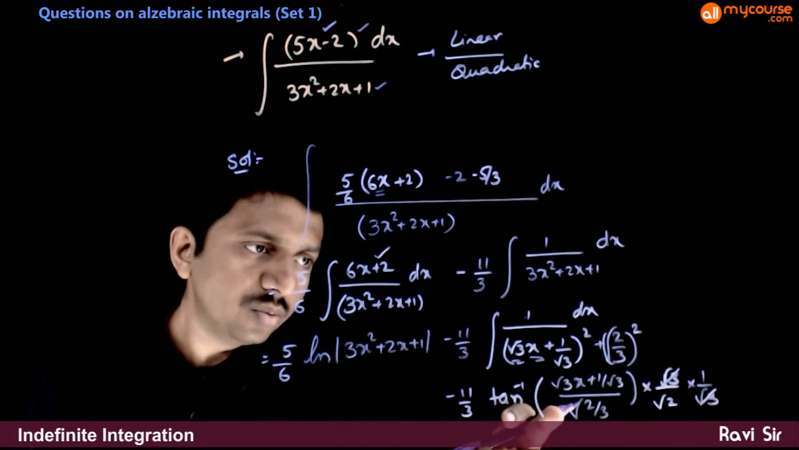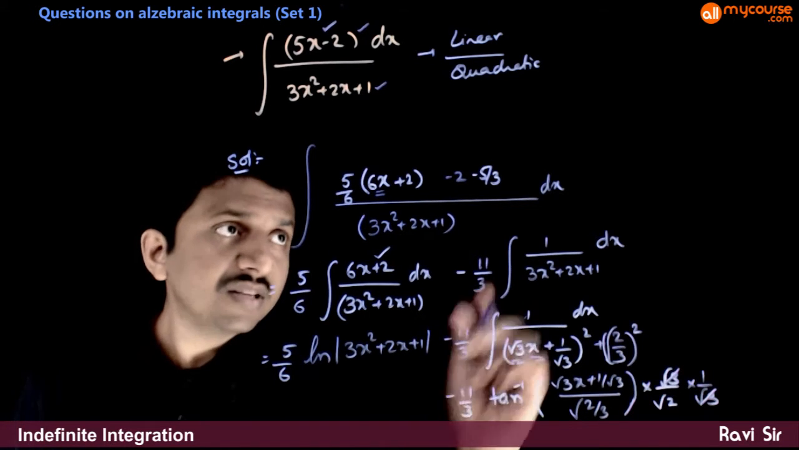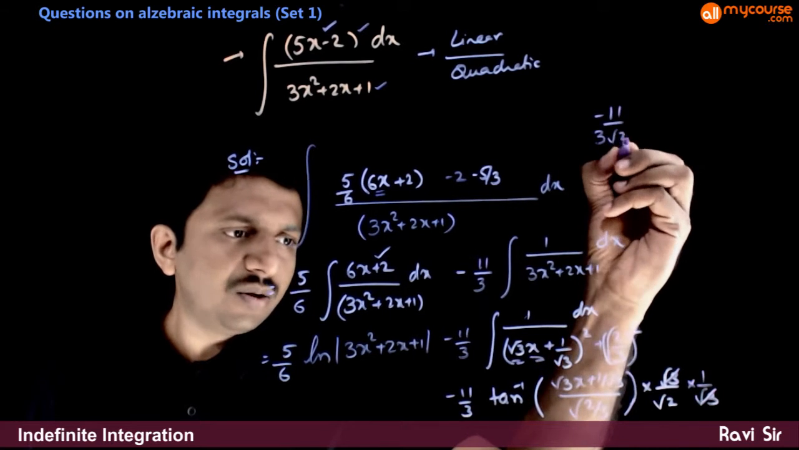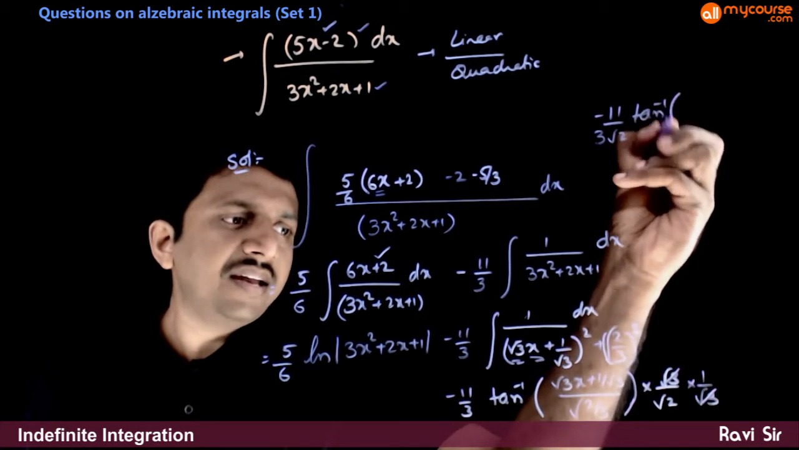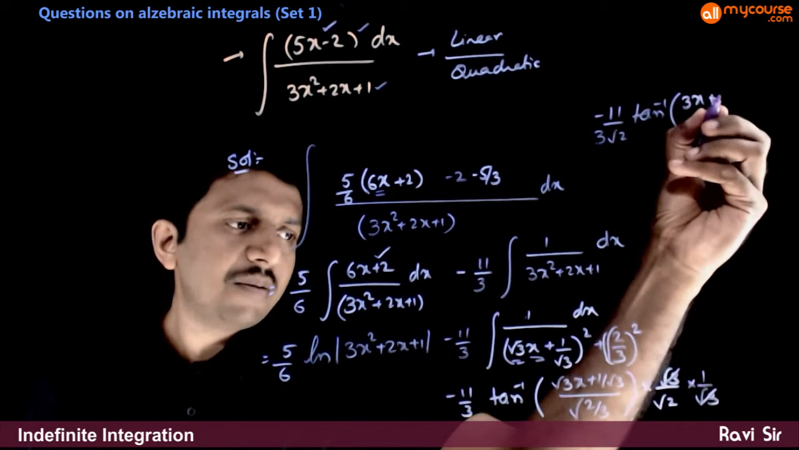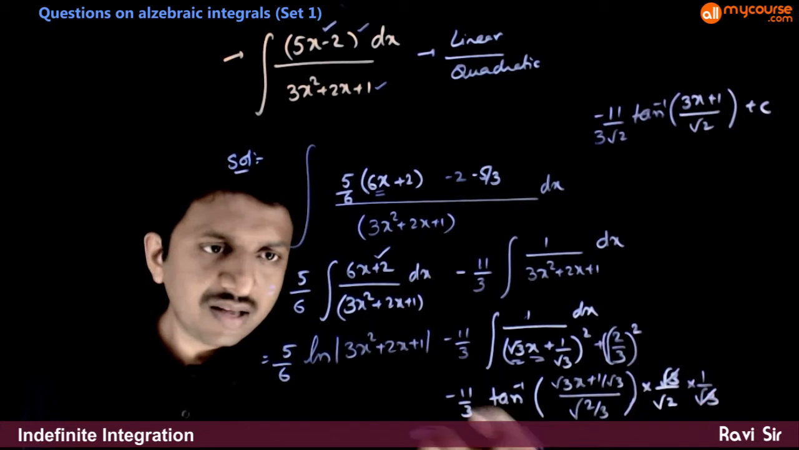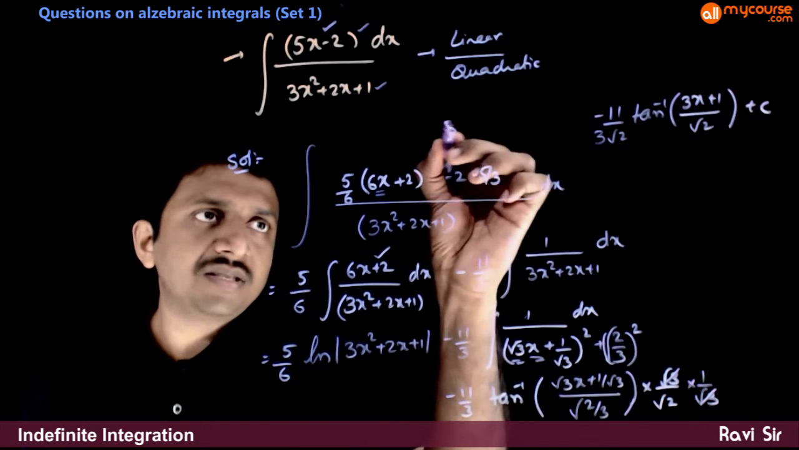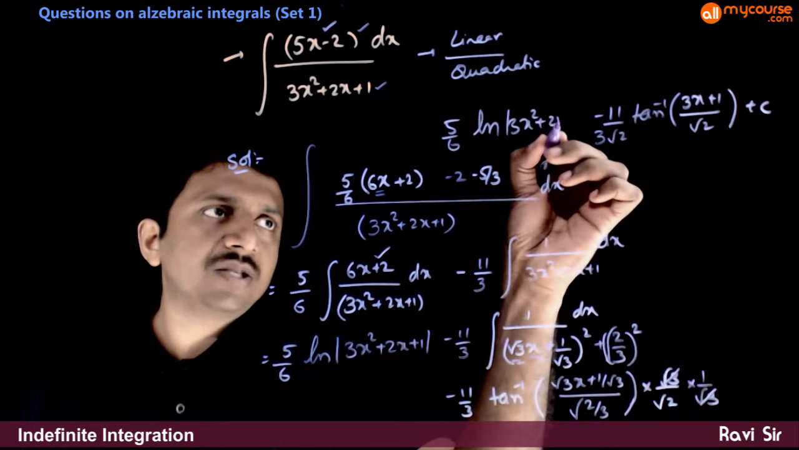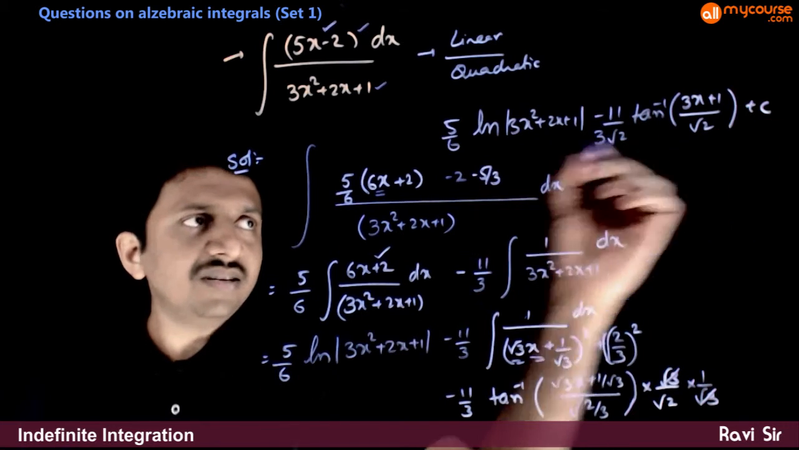So root 2 gets multiplied with 3. So this term will be minus 11 by 3 root 2 tan inverse of, if you take the LCM, (3x plus 1) by root 2, plus c. And you have this extra term here, 5 by 6 times log mod (3x square plus 2x plus 1), minus 11 by 3 root 2 tan inverse of (3x plus 1) by root 2, plus c, is the integral.